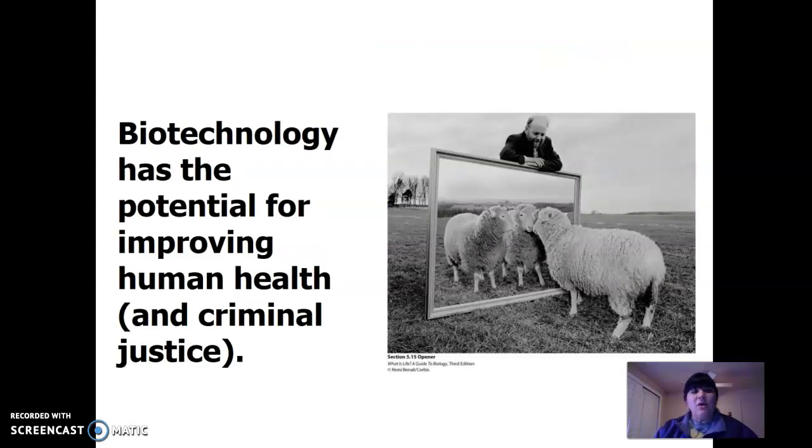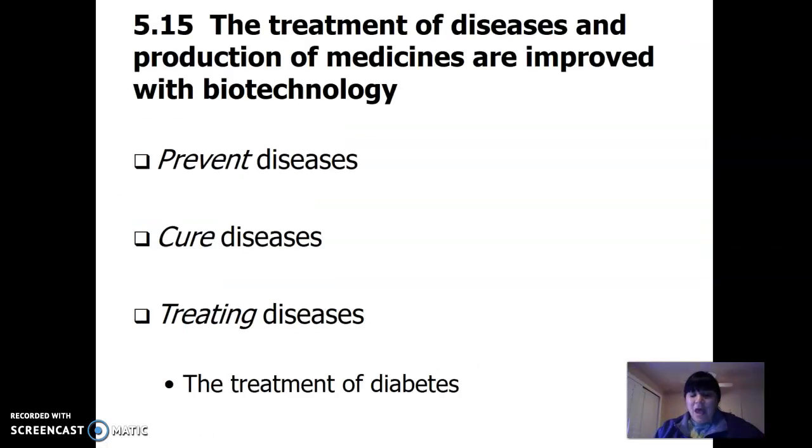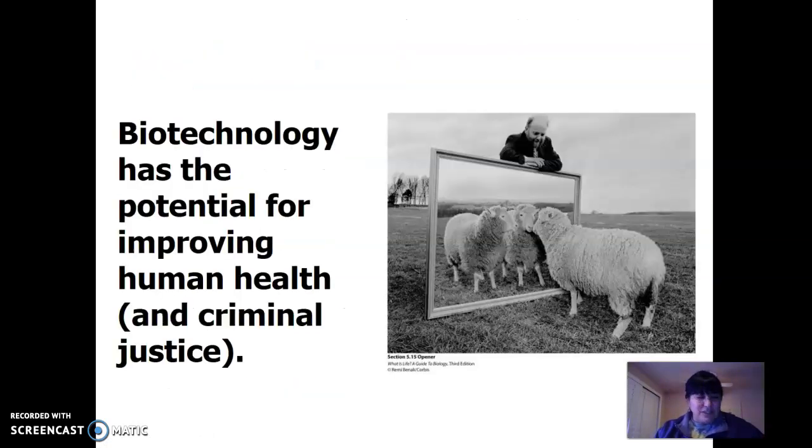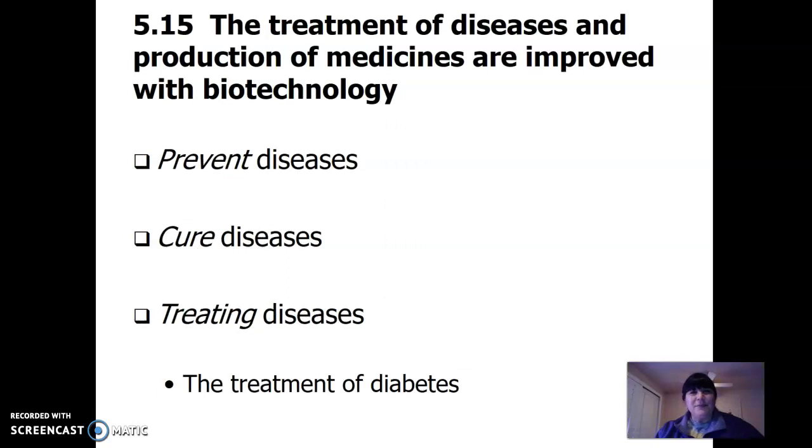Then finally, biotechnology has a potential for improving human health, criminal justice. These are sheep. What is it? These are cloned sheep, right? The cloning of animals. And we're going to talk about that in just a second. I'm almost running out of time. We'll see. The treatment of diseases and production of medicines are improved.